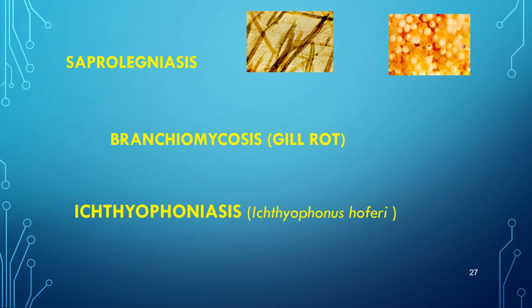The major or the common treatments undertaken for saprolegniasis are KMnO4 treatment. The dose is near about 1 gram per 100 liter of water for a 1 hour bath treatment, followed by NaCl treatment, copper sulfate treatment, malachite green treatment, though malachite green is banned in India due to its carcinogenic effect.